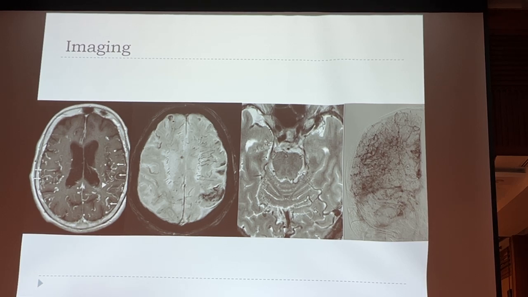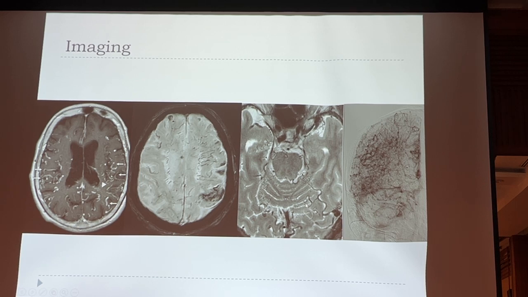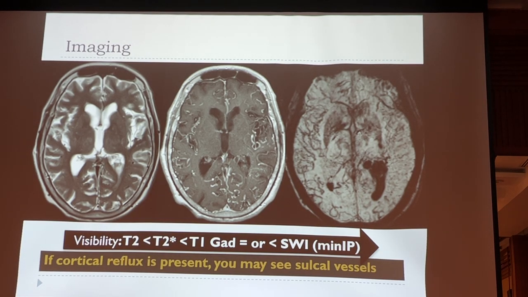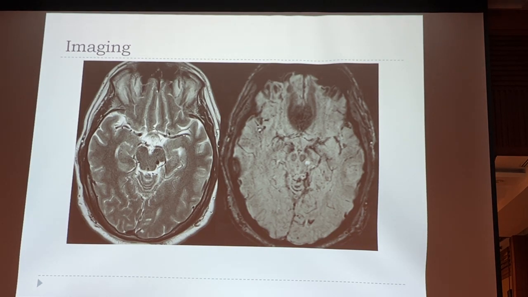Now, T2 weighted sequences are already pretty good. However, T1 weighted post-contrast or susceptibility weighted sequences are much better in order to demonstrate this so-called pseudophlebitic pattern of the venous congestion, the too many dilated, in this case here, transmedullary veins. So look for sulcal vessels. T2 is good, T1 post-contrast is better, but the SWI sequences or T2 gradient echo sequences are definitely the best to demonstrate whether there's evidence for cortical venous reflux.